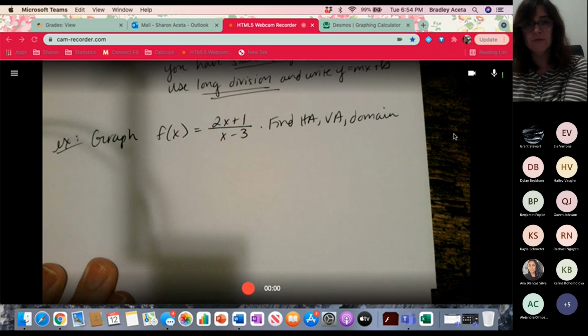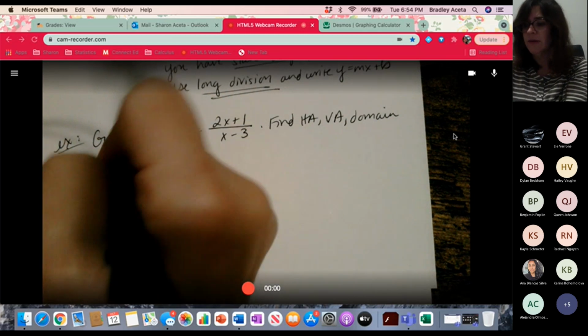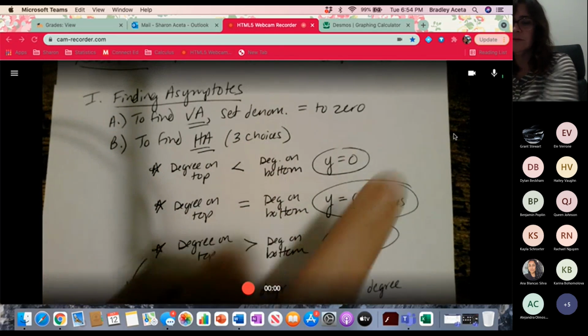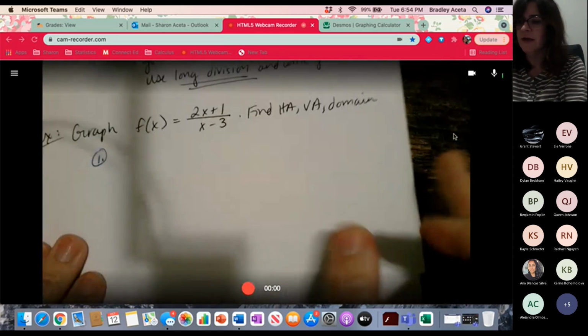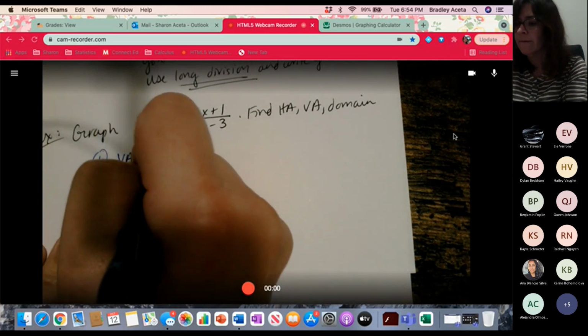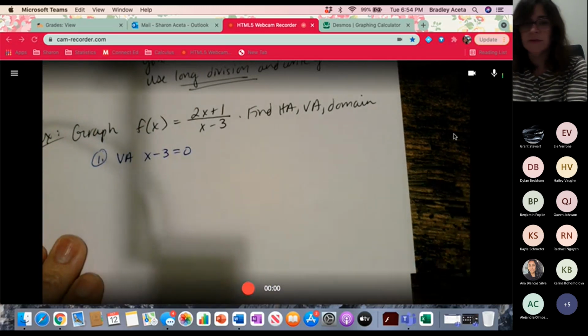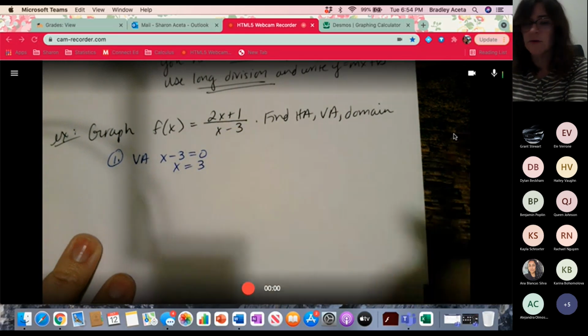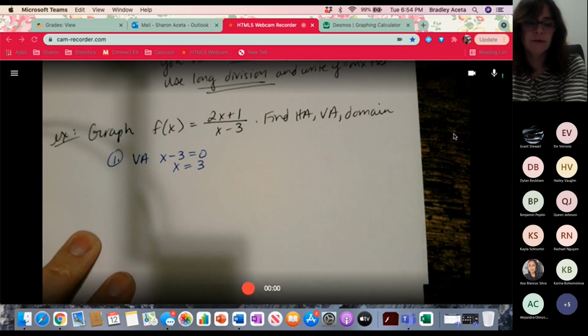It's not too hard. The first thing I start with is the vertical. That's why I put it up here at letter A. So for the vertical asymptote, set the denominator equal to 0. Perfect. Let's take our denominator, x minus 3, and set it equal to 0. x equals 3. There's your vertical asymptote. Boom, done.